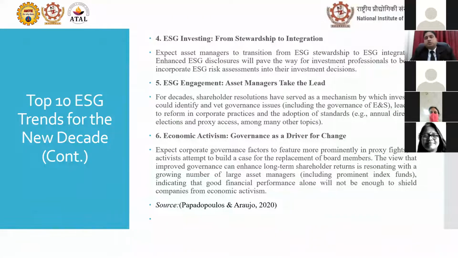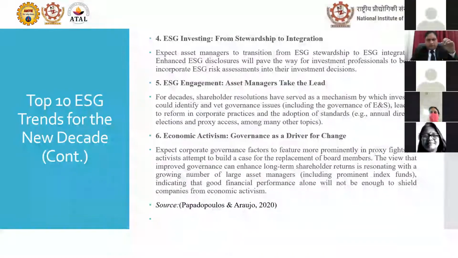And these governance issues, if they are being identified, basically help in reforming corporate practices and the adoption of standards, right? So these asset managers will have a great role to play. Then economic activism and governance as a driver of change.